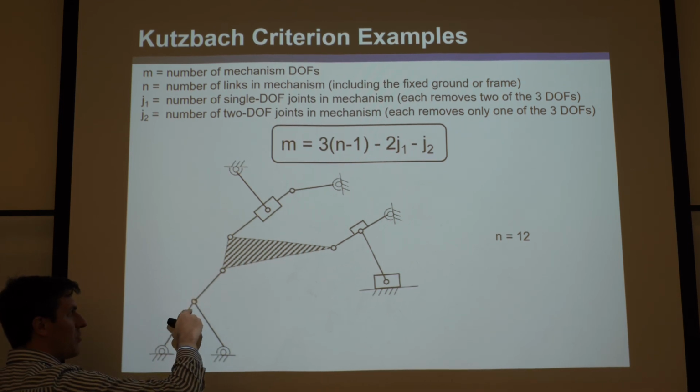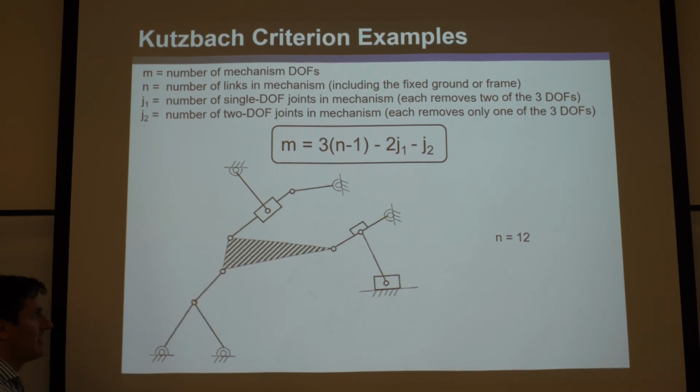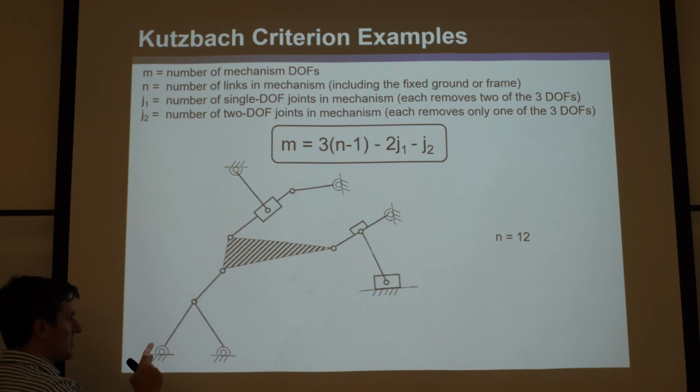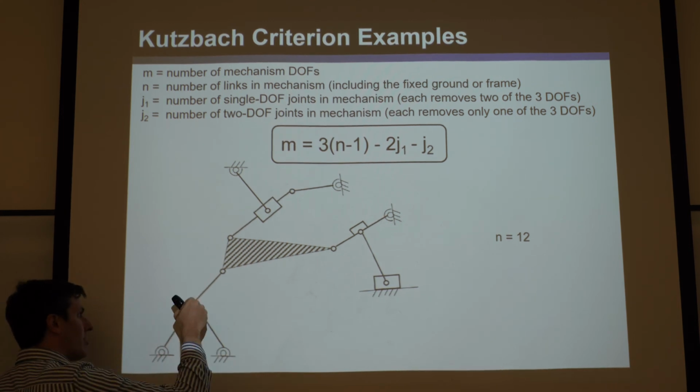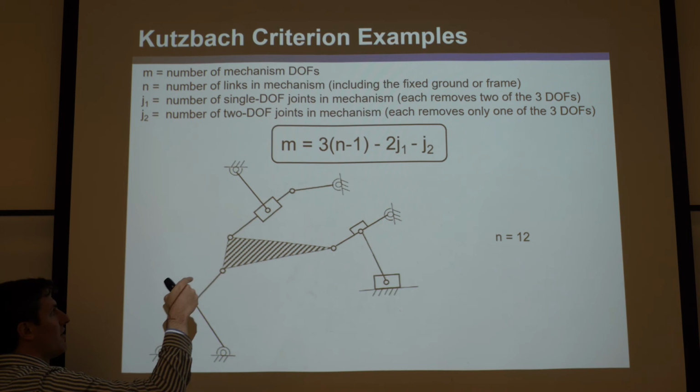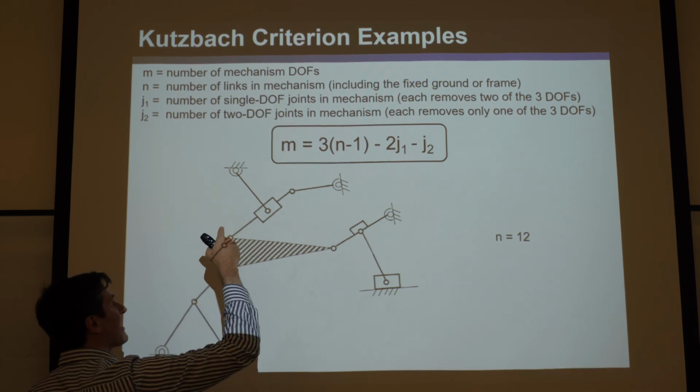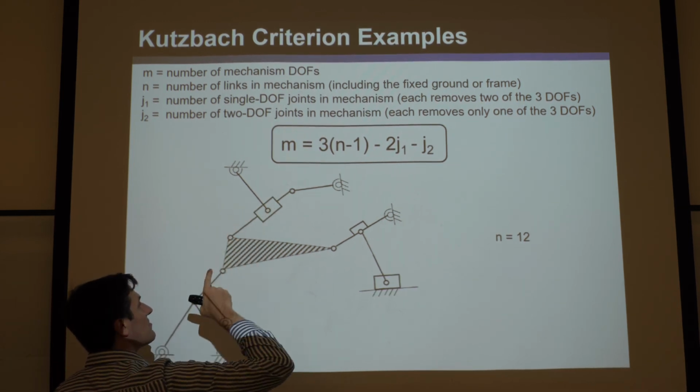So 3 minus 1, you have to count this one twice. Okay? So here we go. Let's recount. So 1, 2, 3, 4. Count it twice. 5, 6, 7, the prism joint.